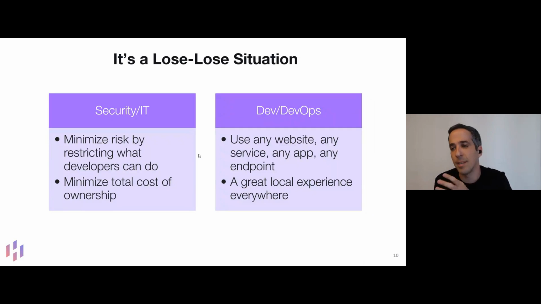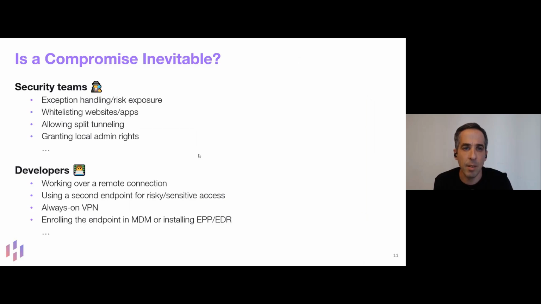While developers and DevOps teams want to use any website to do their research and to use the laptop for personal needs. They want to use any modern cloud service, any modern application, IDE, any endpoint. And they also expect to have a great local experience everywhere they are, especially today as they work remotely. They expect to be able to be productive everywhere. So that's kind of the way it looks. And it seems that someone has to compromise, right?